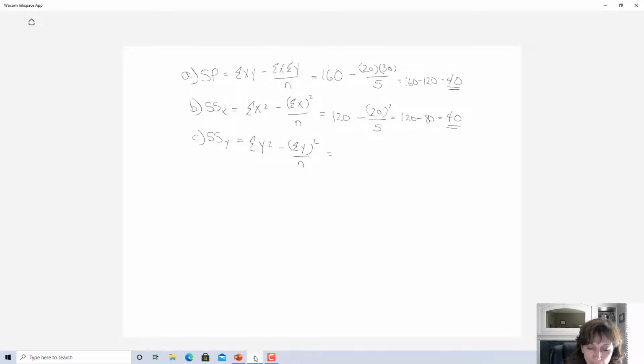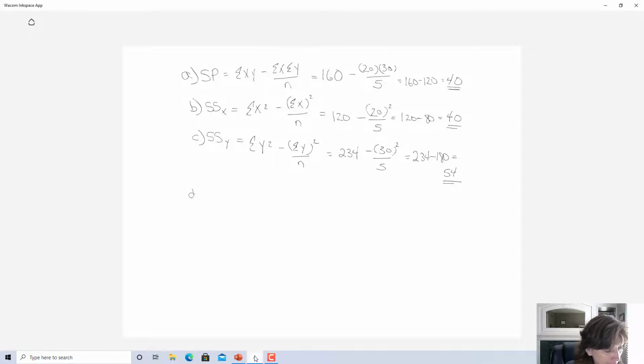Okay, so sigma y squared, that is 234 minus 30 in parentheses squared divided by 5. So when I do my math here, I'm going to get 234 minus 180, which is 54. Okay, so that's my sum of squared y. So now I have all the parts that I'm going to need for my formula for correlation.